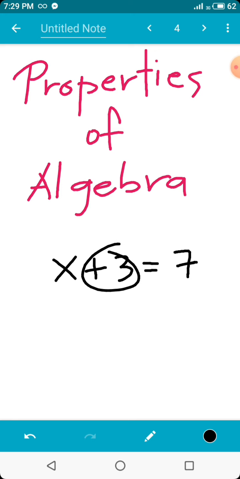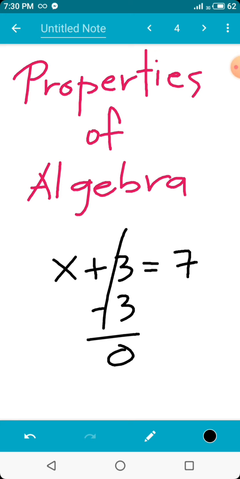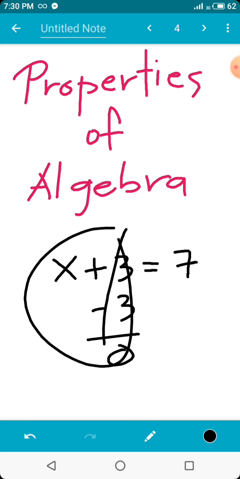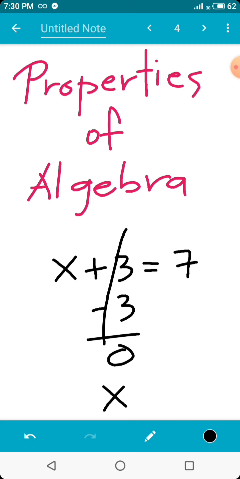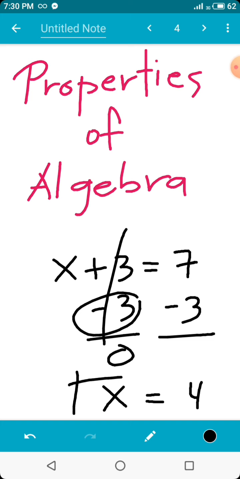So, to cancel positive 3, we need to combine it with negative 3. Alright? Or minus it by 3. So, magiging 0 siya. So, technically cancel. And then, ang natira na lang sa side na to ay, that's x. Alright? Now, so, nag-minus tayo sa kabilang side. So, mag-minus din tayo dito. Alright? So, 7 minus 3, that is 4. So, ibig sabihin, ang value ng x natin ay 4.